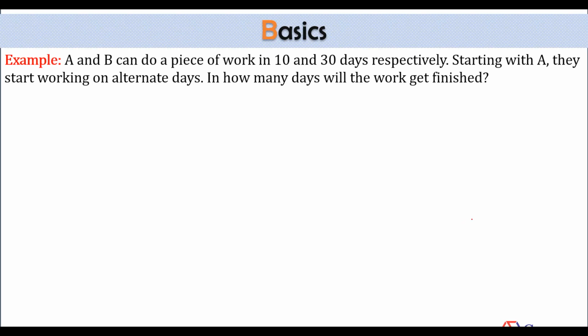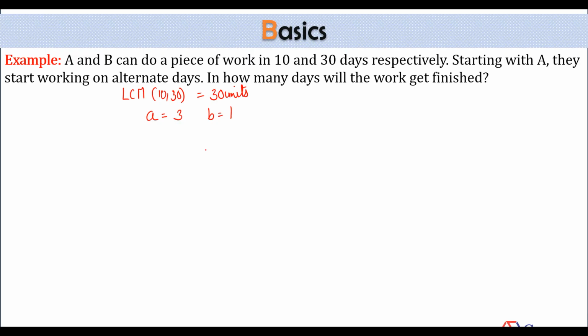Now, what's the data given here? A and B can do a piece of work in 10 and 30 days. So again, the total work will be the LCM of 10 and 30, which is 30 units. What is A's 1 day's work? 30 by 10, that is 3. And B's 1 day's work will be 1 unit.